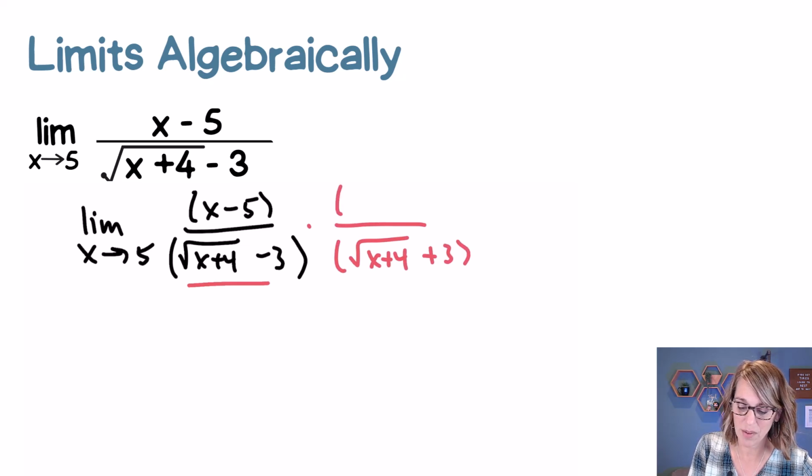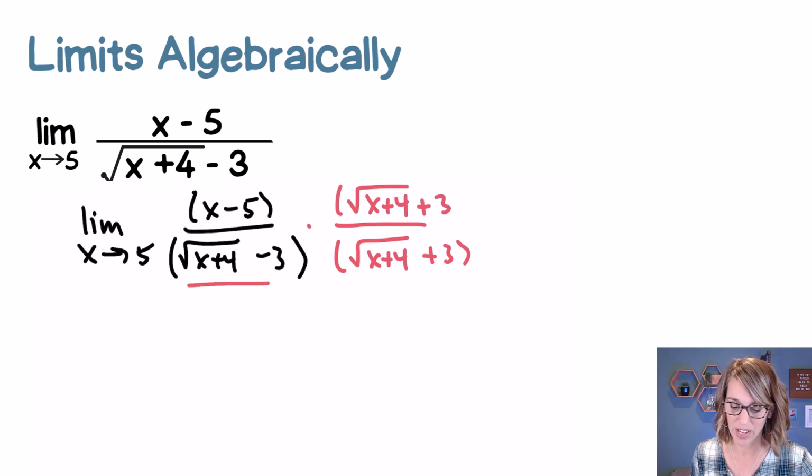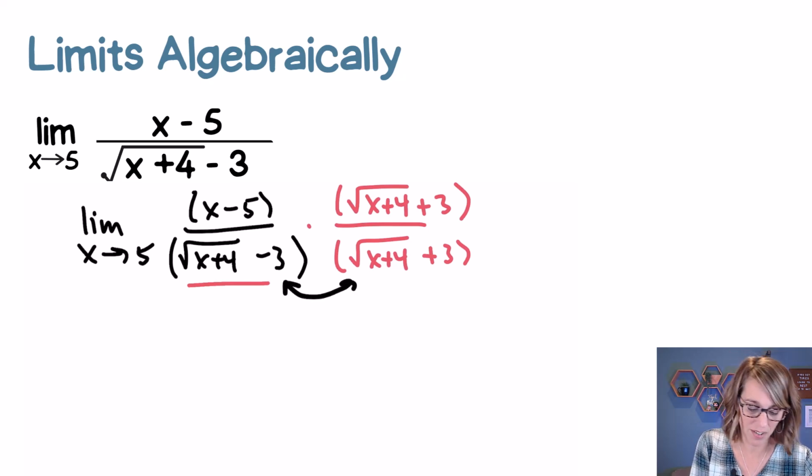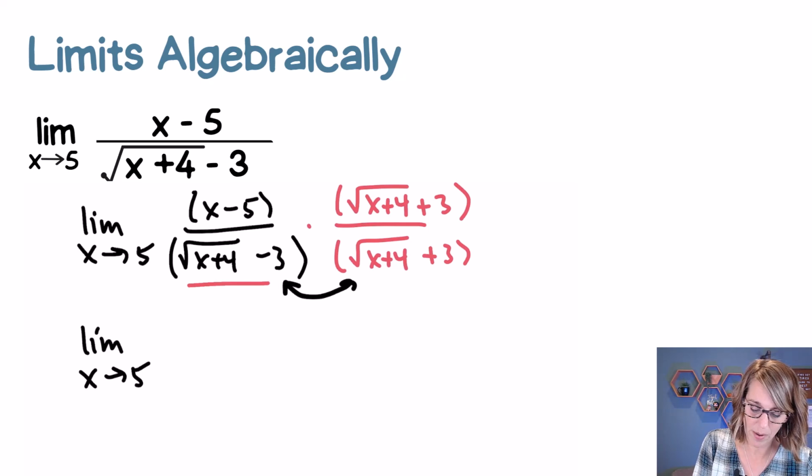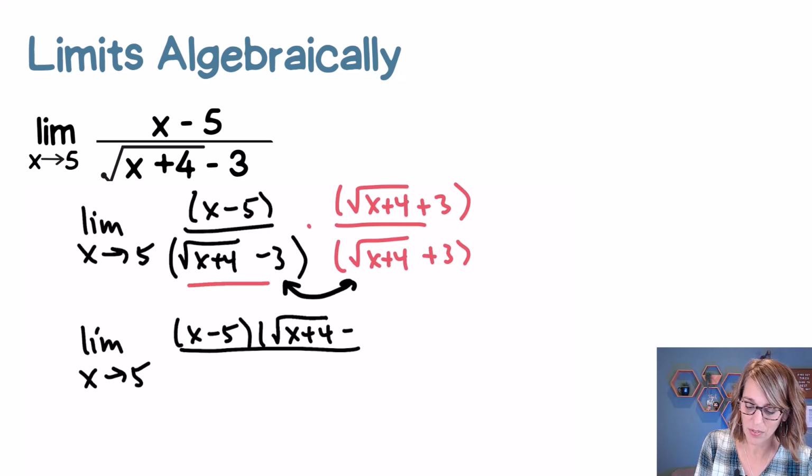Whatever I do to the denominator, I've got to do to the numerator as well. So I get another plus 3 there. Now, I am not going to completely multiply things out. I'm going to leave the numerator, but I do want to simplify that denominator. So leaving that numerator, x approaches 5. I'm going to leave that as x minus 5 times the square root of x plus 4 plus 3.